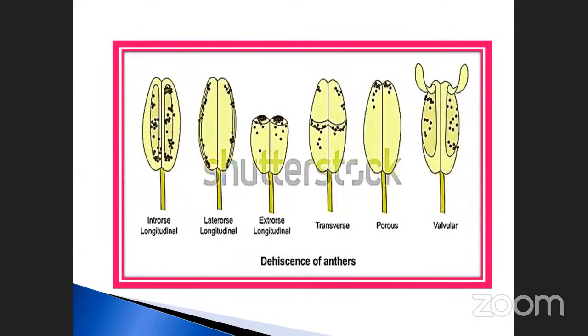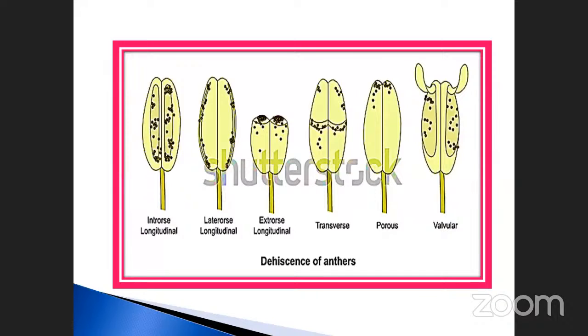What are the types of dehiscence in the anther? Different types of dehiscence take place here. In the diagram, these three, see, this is called introrse. So longitudinal. This is also longitudinal. This is also longitudinal. These three are longitudinal dehiscence. See that the center portion is there and the dehiscence takes place. This is also lateral. Lateral means the lateral side. It takes a longitudinal aspect. And extrorse longitudinal in this area. See that? Yes, longitudinal aspect.